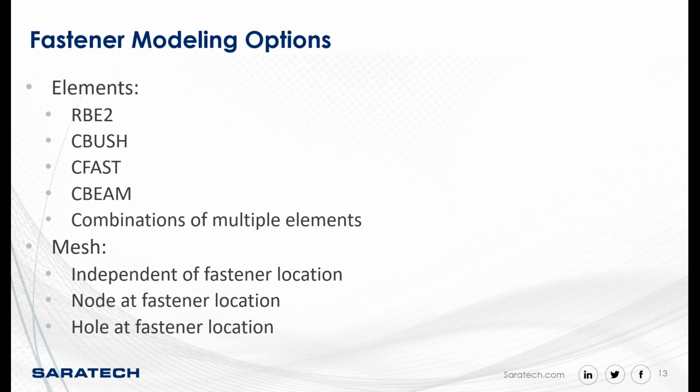And then when it comes time to actually create the mesh that this fastener element will attach to, you have some options as well. For example, you can create a mesh that is independent of the fastener location. You just create a mesh and then you attach your fasteners after the fact. Or you can make sure that your mesh has a node at the specific fastener location predefined that you simply can connect. And then some people prefer to actually have the holes represented in the mesh.